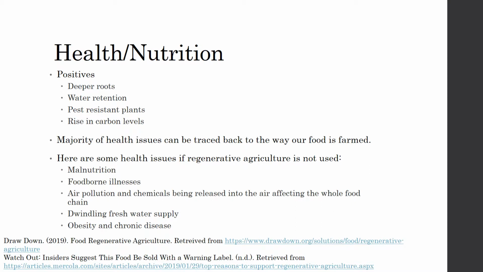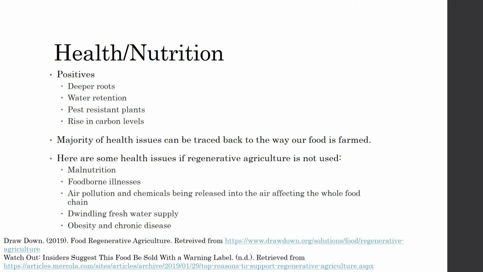So some health and nutrition aspects of regenerative agriculture. Some of the positives are deeper roots, water retention, pest-resistant plants, and rising carbon levels, which is a main one for this whole topic. The majority of health issues can be traced back to the way our food is farmed.